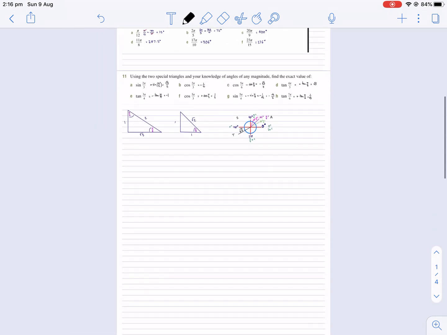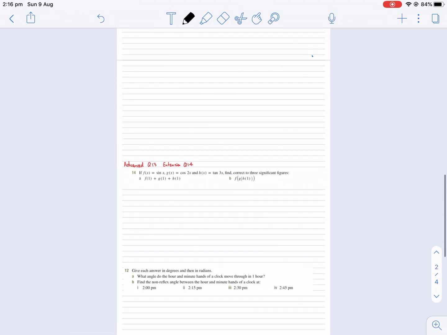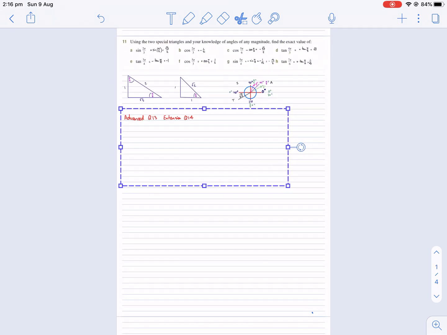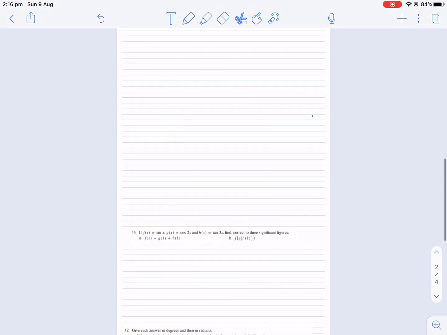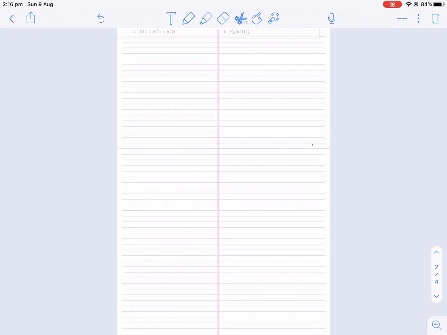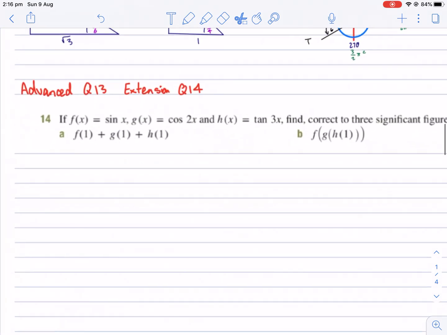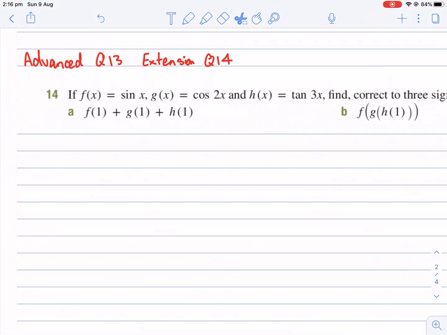That's how we do question 11. The next question we're going to do on the advanced questions is question 13. On the extension questions, it's question 14. I believe for extension, I've written it as one of the development questions, but I want you to do it before 12 and 13. For advanced, this is a challenge question.